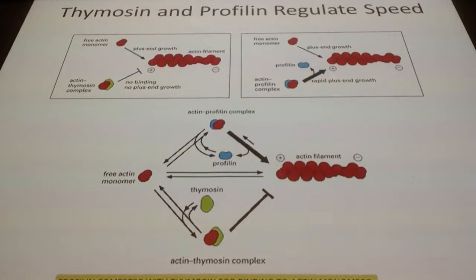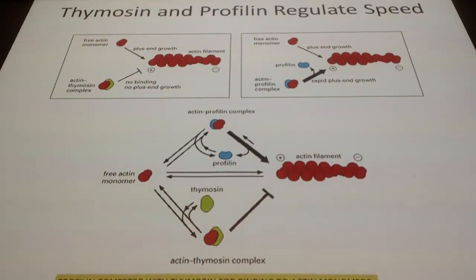At the same time, thymosin can compete with profilin to bind to the ATP-bound form of G-actin, and thymosin actually will inhibit assembly. In order to regulate assembly, therefore, the expression of thymosin and profilin has to be regulated. If you have more profilin, then that leads to assembly. If you have more thymosin, then that leads to the inhibition of assembly.